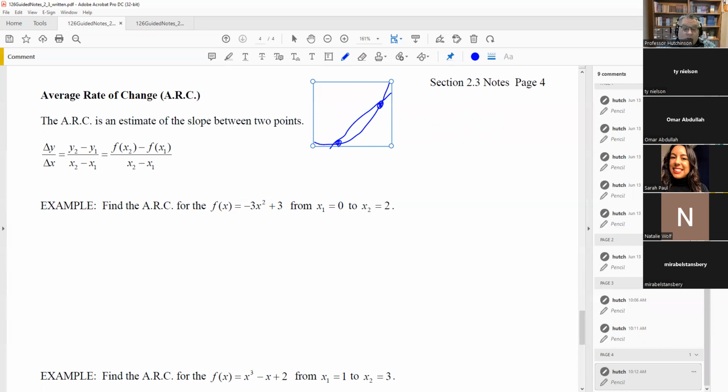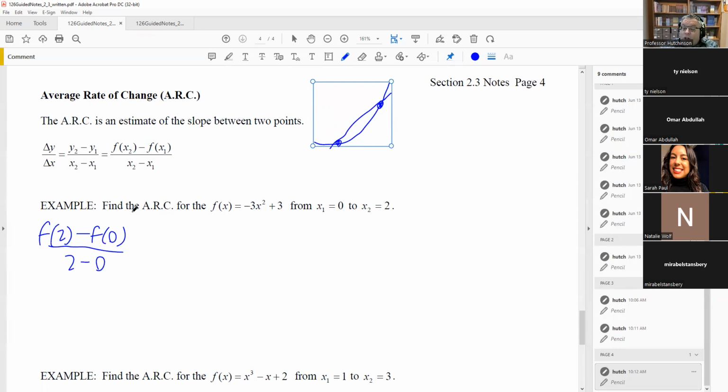All right, so we're going to plug this information into here. So I want to use this. It gives you x1 and x2. So let's first start off by putting that into the formula. f of x2, f of 2, minus f of x1, f of 0, all over x2 minus x1, 2 minus 0. So that's what we have so far.